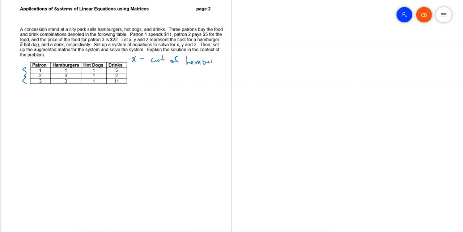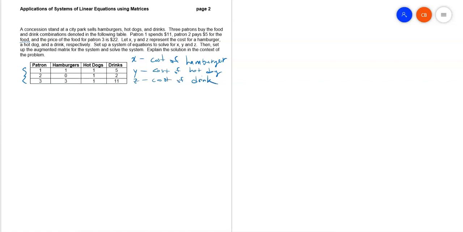X is going to be the cost of hamburgers. Each hamburger will cost X. Also, each hot dog will cost Y, the cost of a hot dog. And then Z is going to be the cost of a drink.